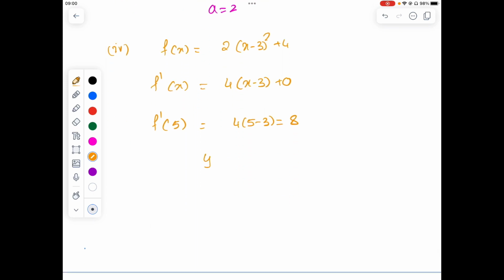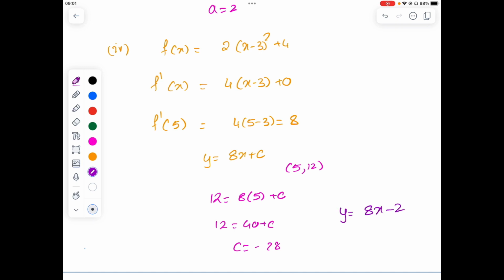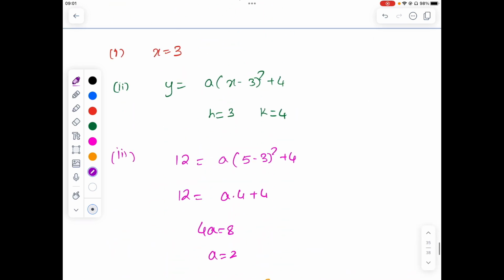Now the equation will be in the form y equals mx plus c, but it is passing through (5, 12). So plug in (5, 12): 12 equals 8 times 5 plus c. So 12 equals 40 plus c, which gives me c equals negative 28. So what's going to be the equation of the tangent? y equals 8x minus 28. That's going to be the answer for that part.